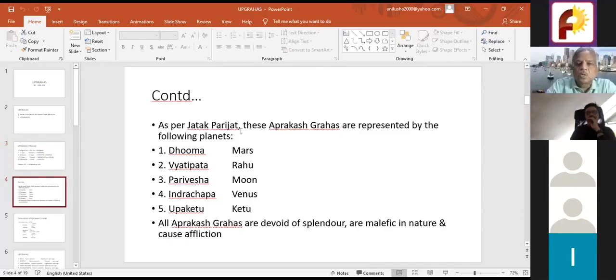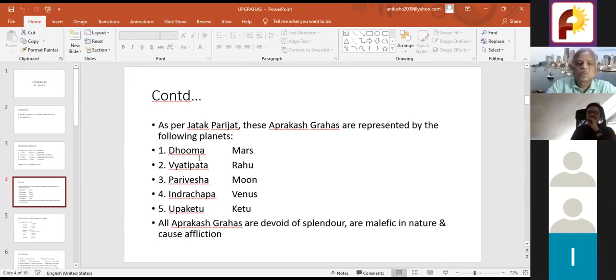And this book, Jataka Parijata, says that these subplanets are similar to the planets. Dhoom is similar to Mars, Vyatipat is similar to Rahu, Parivesh is similar to Moon, Indra Chap is similar to Venus, and Upketu is similar to Ketu. And some people say that what we see after the rains, the Indra Dhanush, the rainbow we see in the sky, is basically Indra Chap. And as I told you, all these Aprakash Grahas are devoid of light and malefic in nature, and wherever they are posited, they cause affliction of that house or the planet.